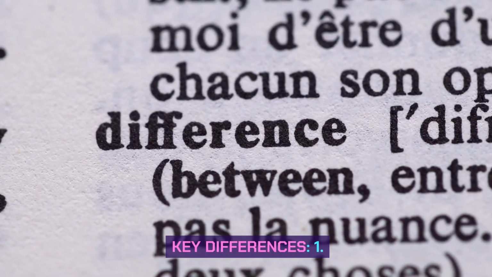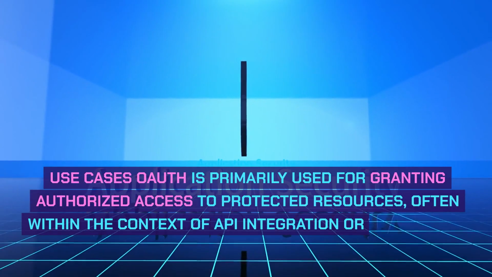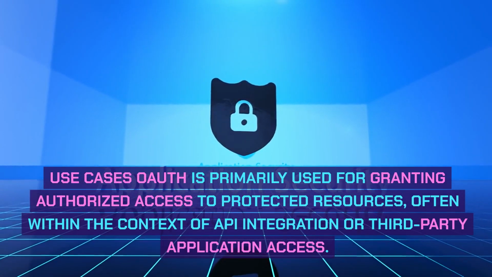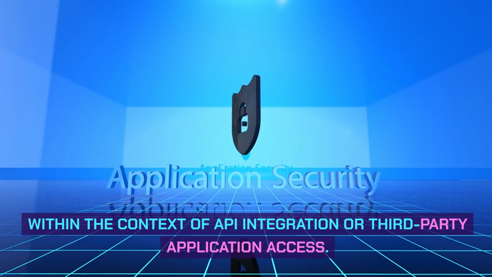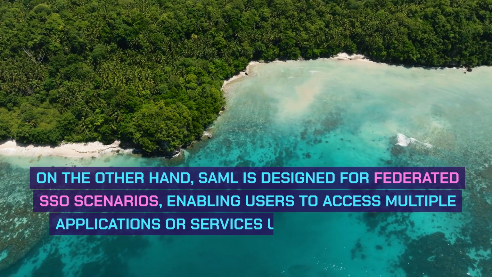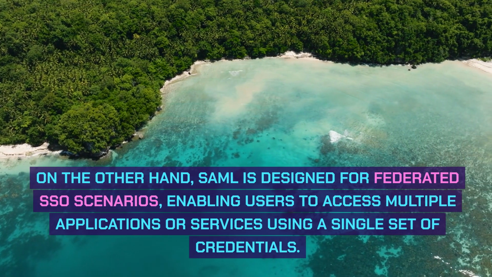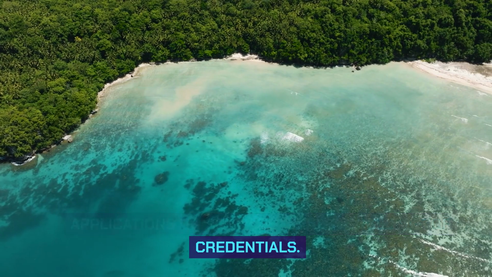Key differences. 1. Use cases. OAuth is primarily used for granting authorized access to protected resources, often within the context of API integration or third-party application access. On the other hand, SAML is designed for federated SSO scenarios, enabling users to access multiple applications or services using a single set of credentials.